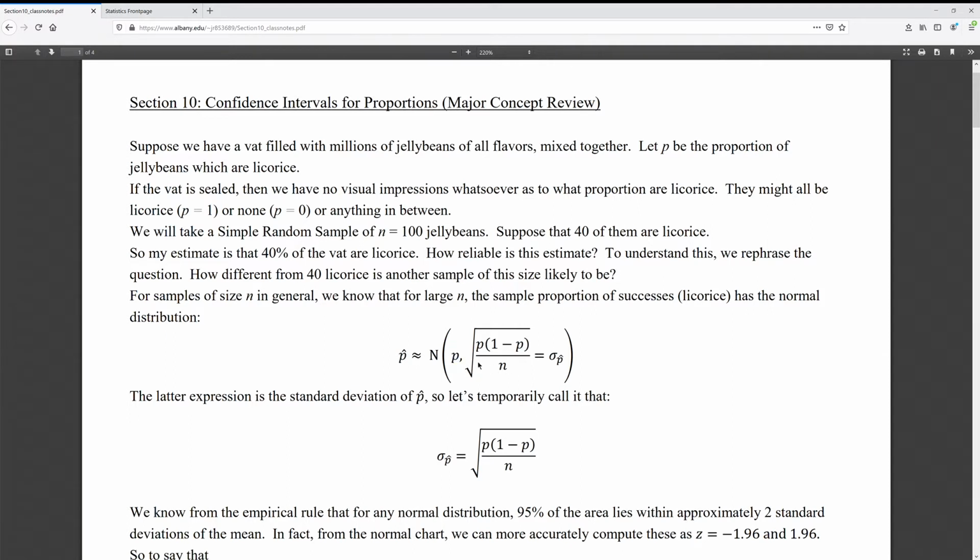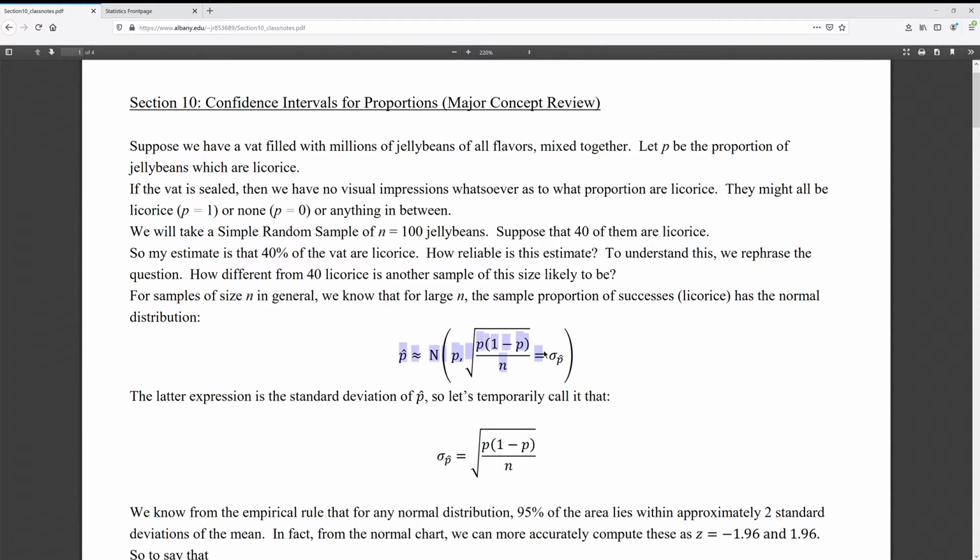And the standard deviation of p hat, remember, was the square root of p times 1 minus p over n. Now for short, let's call that what it is: the standard deviation of p hat. I'm just going to abbreviate it temporarily because we're going to be using it over and over again for the next paragraph or so. So there's nothing new here.